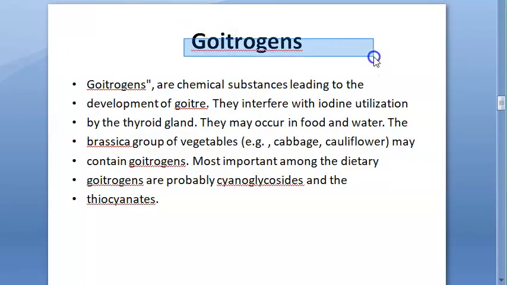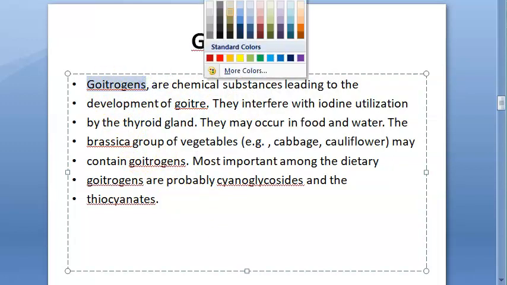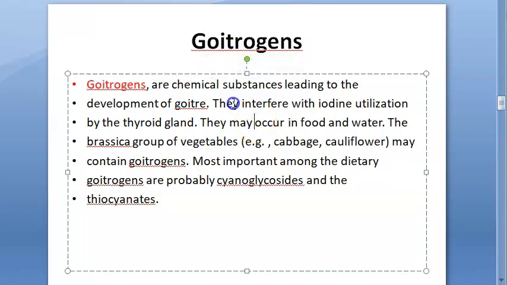Iodine deficiency will cause goiter. So remember what a goitrogen is. Goitrogens are chemical substances leading to the development of goiter. Goiter is enlargement of the thyroid gland. Goitrogens are bad things. They interfere with iodine utilization by the thyroid gland. They may occur in food and water. Vegetables like cabbage and cauliflower are bad, so gobi manchuri is bad.